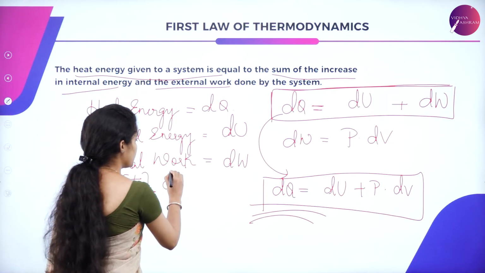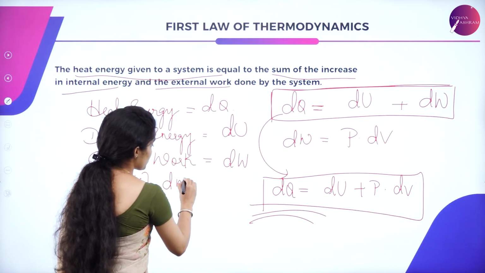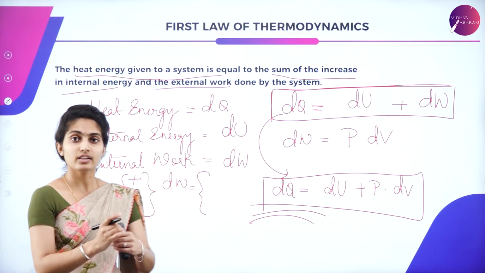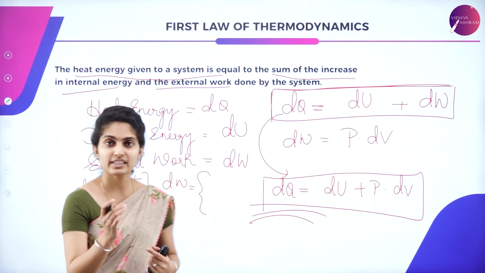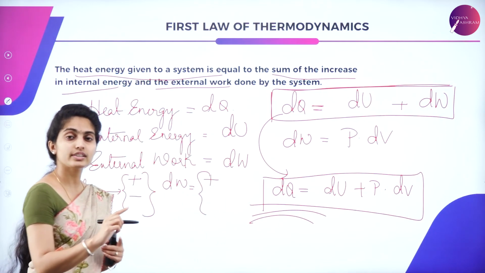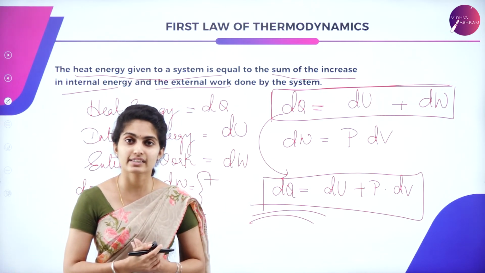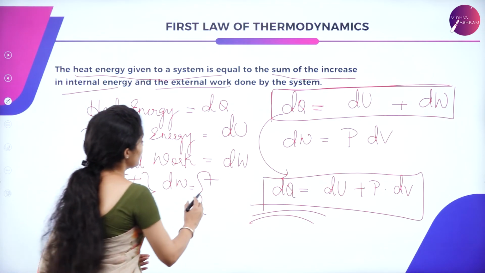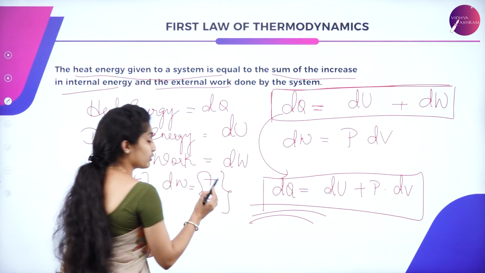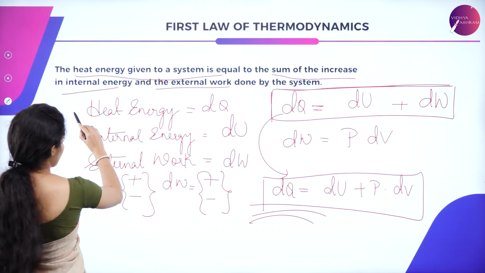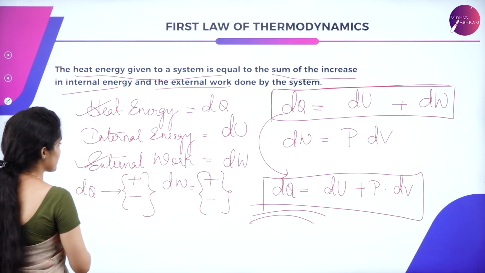Now let us come to dW. When we consider dW, the work done by the system is considered positive, and work done on the system is considered negative. If the work is done on the system, it is negative. If the work is done by the system, then it is positive. You're clear with heat energy as well as external work.